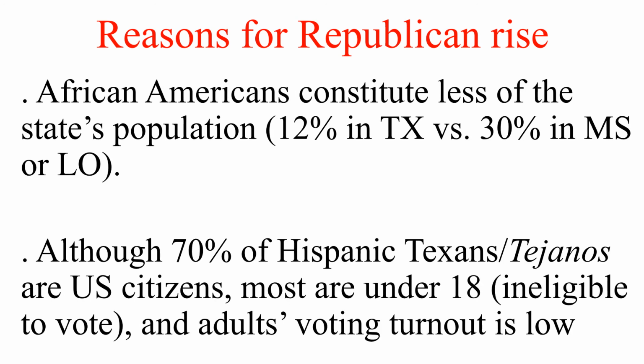A third reason was the fact that less of the Texas population is African American in comparison to some of the other southern states. In Texas, only 12% of the population is African American, whereas in other states like Louisiana or Mississippi, this number is 30%. And African Americans vote overwhelmingly Democratic, so this is one of the reasons that explain the dominance of the Republican Party.